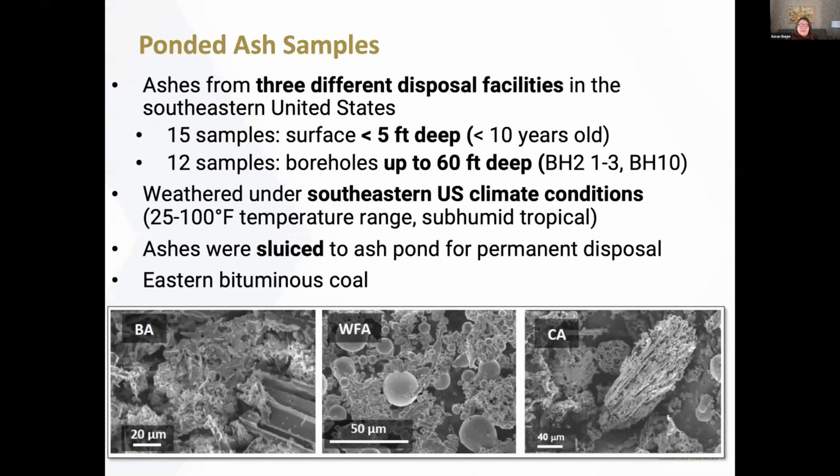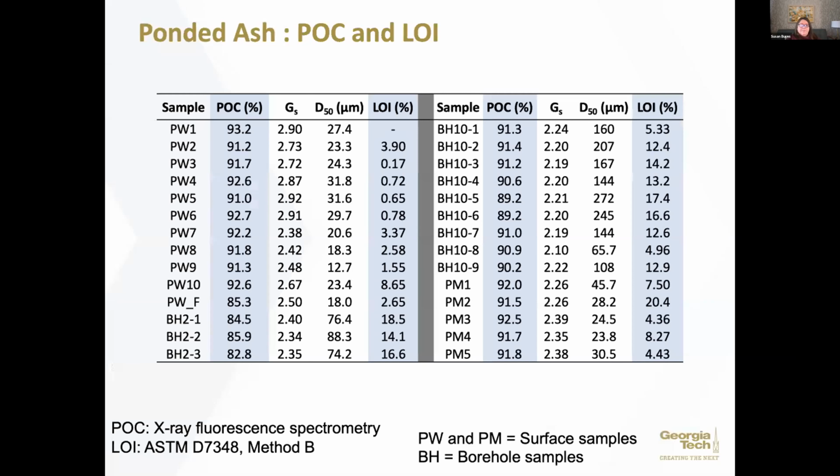At the end of the day, what we saw is that these were weathered under a temperature range of between about 25 and 100 degrees Fahrenheit in a subhumid tropical climate. These are all ashes that were sluiced to the ash pond for permanent disposal, and they were sourced from eastern bituminous coal. You can see a range of different materials present in these ashes, and we'll talk in a little bit more detail about them.